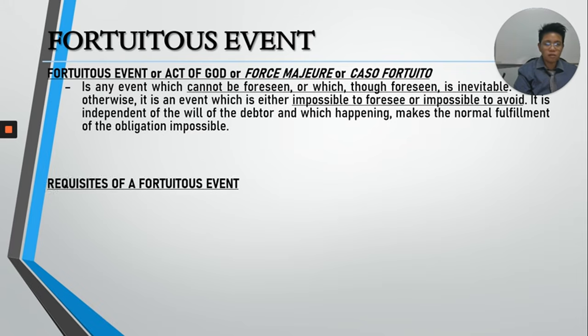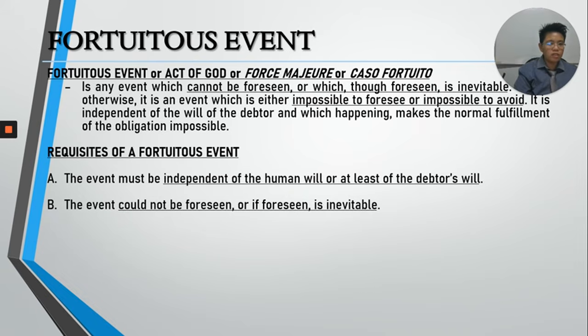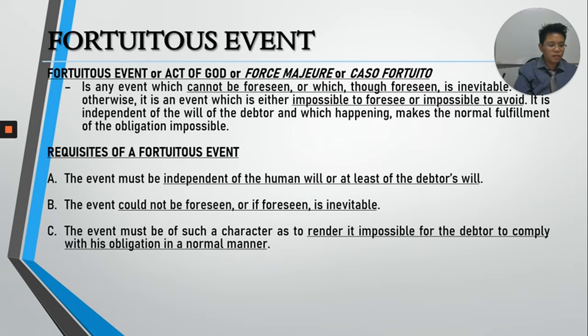So please take note also the requisites. Meron pa yung sa book niyo, ordinary and extraordinary. Please take note of that. So the requisites of a fortuitous event: independent of human will, yun yung mga force majeure. Or if not, it should be at least independent of the will of the debtor. So anyway, the event could not be foreseen. If foreseen, inevitable. Inevitable, naalala ko naman sa COVID, yung Vanessa Hudgens, di ba? May sinabi siya tungkol dun. Manood kayo ng balita, ano ba yan?